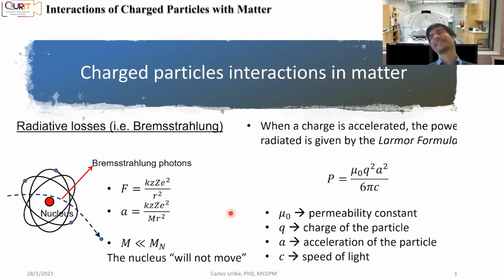And then, if you look at electromagnetism, there's this thing called the Larmor formula, and what it tells us is when a charge is accelerated, that charge is going to emit some radiation. And that comes from the Larmor formula. You can then go and look in more detail for the derivation. But what this is basically is the power being radiated, which depends on some constant, on the charge of that particle, on the acceleration of that particle, and the speed of light.